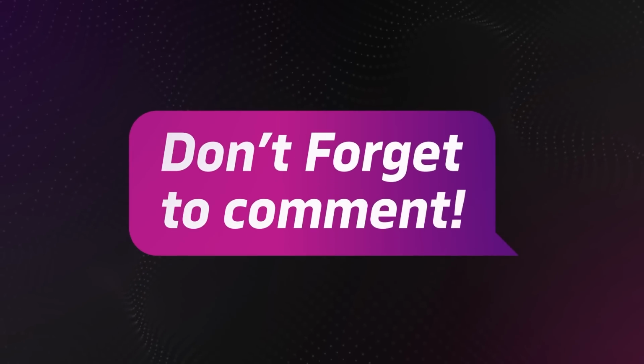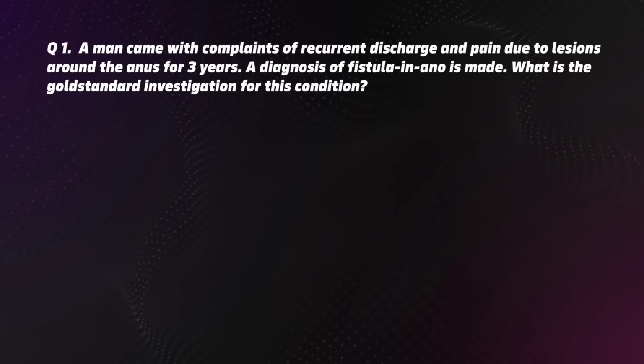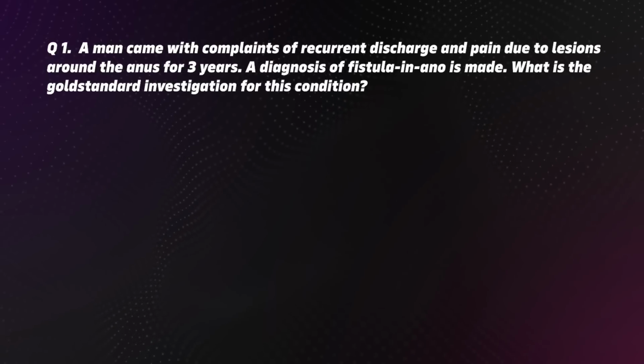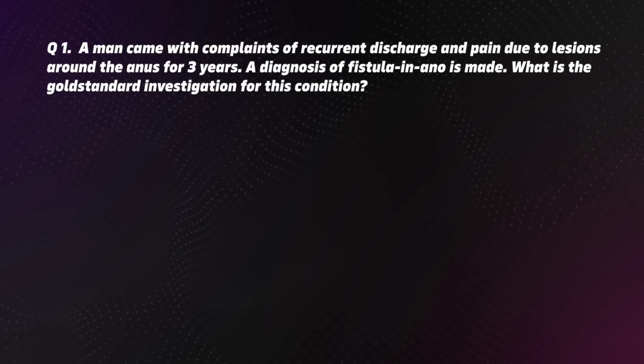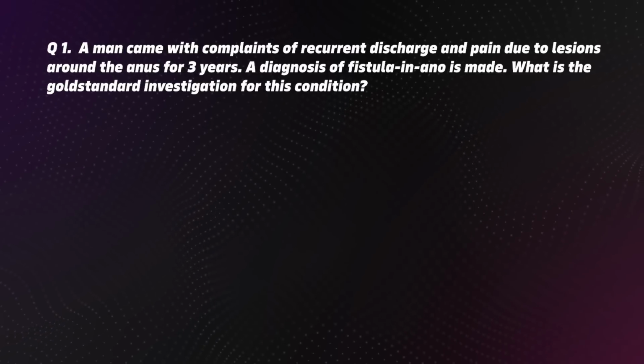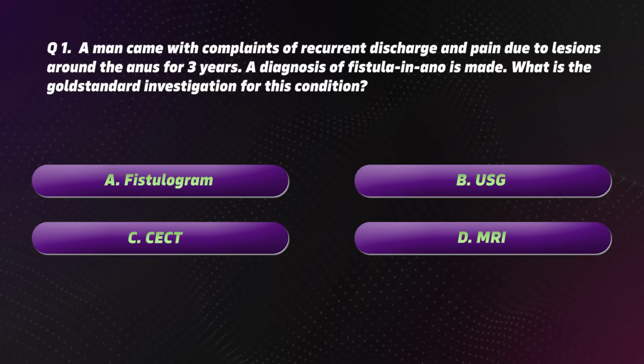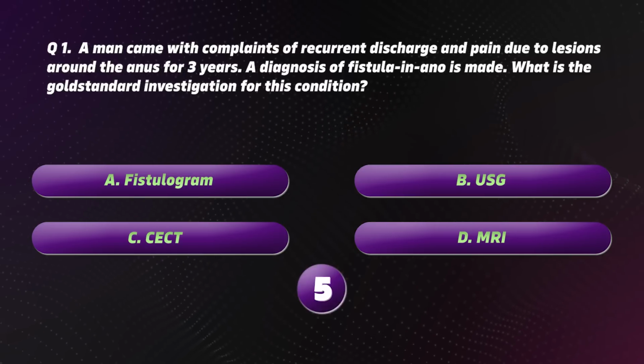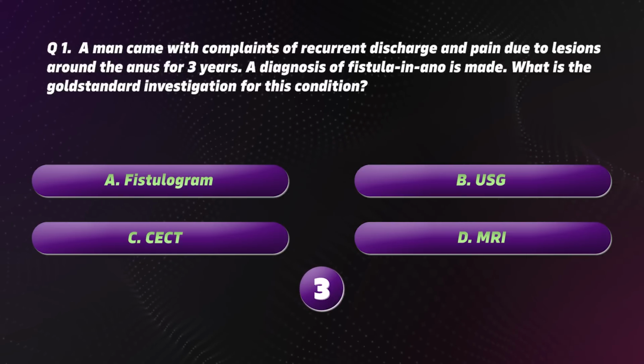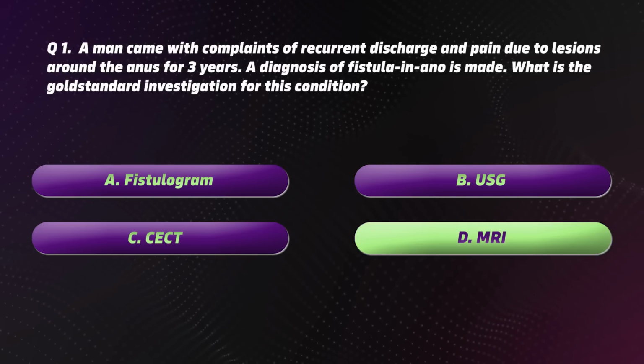Let's dive into the first question appearing on your screen now. Question 1. A man came with complaints of recurrent discharge and pain due to lesions around the anus for 3 years. A diagnosis of fistula-in-ano is made. What is the gold standard investigation for this condition? Here are the options. A. Fistulogram. B. USG. C. CECT. D. MRI. And the correct answer is option D, MRI.